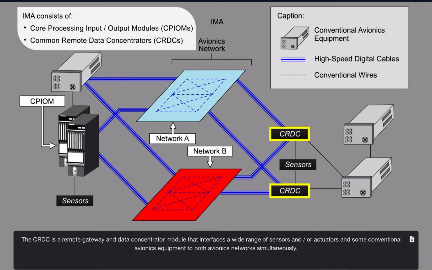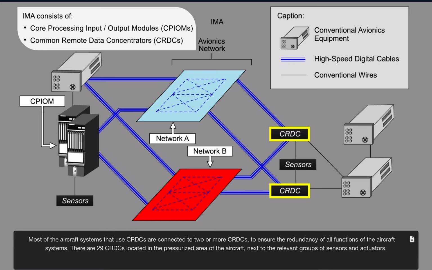The Common Remote Data Concentrator is a remote gateway and data concentrator module that interfaces a wide range of sensors and/or actuators and some conventional avionics equipment to both avionics networks simultaneously. Most of the aircraft systems that use Common Remote Data Concentrators are connected to 2 or more Common Remote Data Concentrators to ensure the redundancy of all functions of the aircraft systems. There are 29 common remote data concentrators located in the pressurized area of the aircraft next to the relevant groups of sensors and actuators.